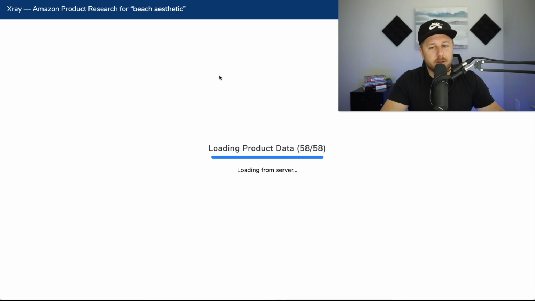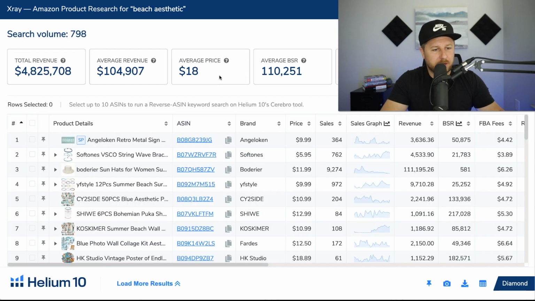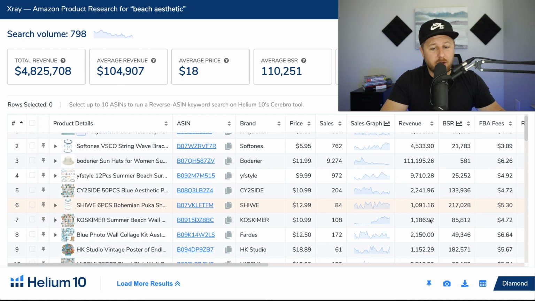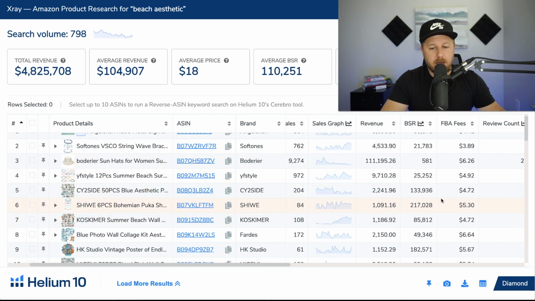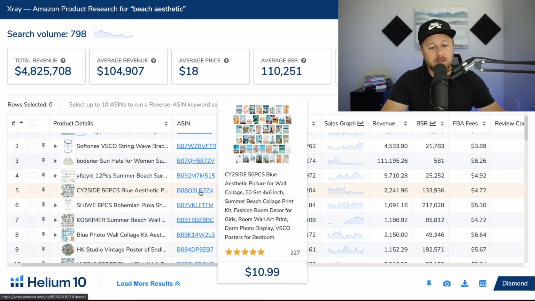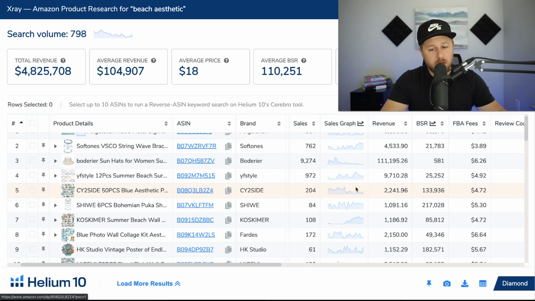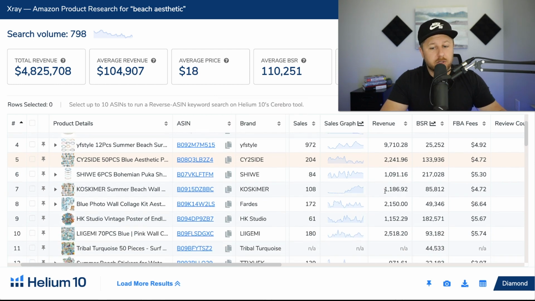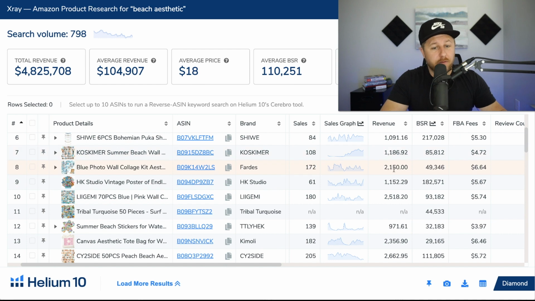All right, so it's going to load right here. Come on. And we can see nobody is searching this keyword, but we can see if that is even the main keyword. So what we want to do is go to that one seller, and this is that one seller that's selling those little pictures for the wall. Very low revenue. So a lot of these have very low revenue because maybe they only do well during the summertime.